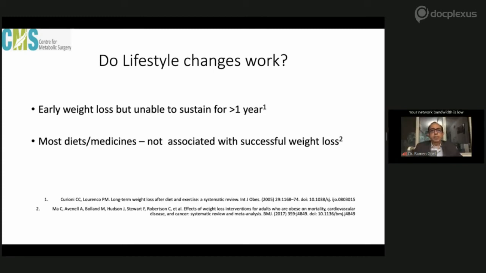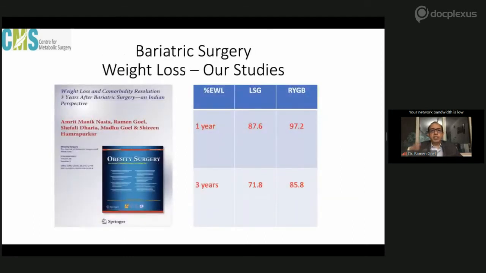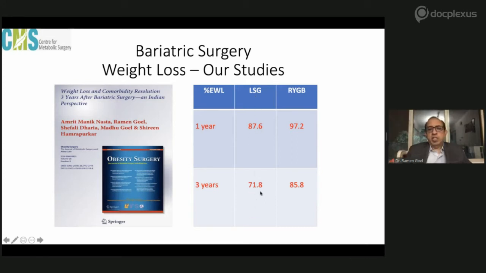As far as bariatric surgery is concerned, these are our publications, which show that at 3 years after sleeve gastrectomy, there is almost 72% weight loss, and after bypass, almost 86% weight loss, which is substantial. Because on the diet side, we were talking of 92 to 98% of patients regaining their weight within 1 year. Here we are talking of even after 3 years, they are losing around 72 to 86% of their extra weight.